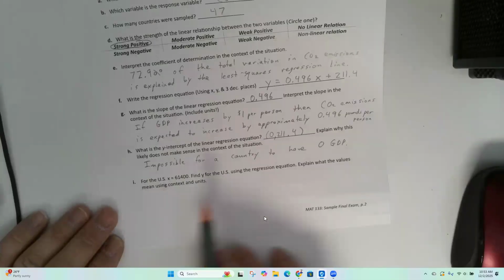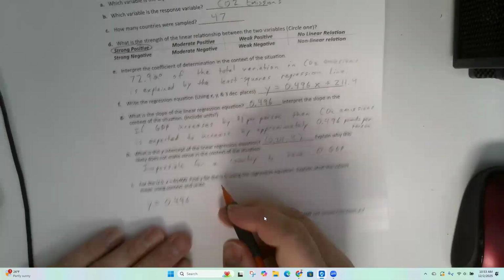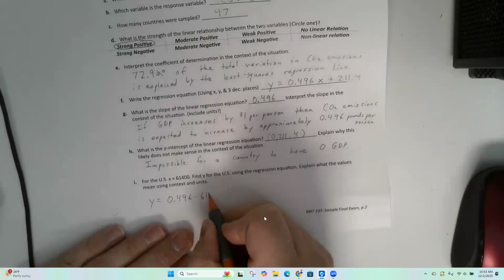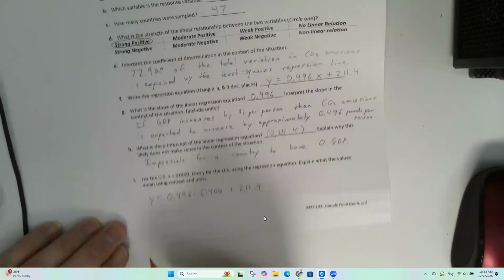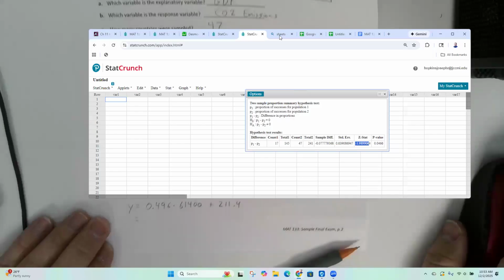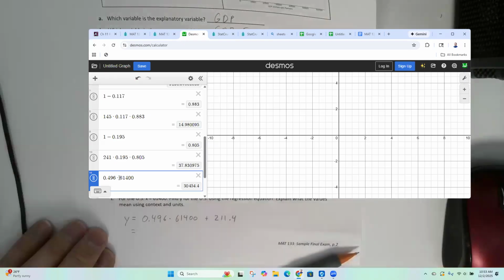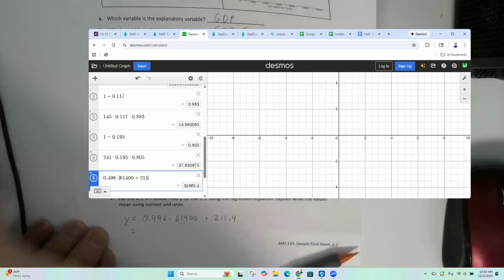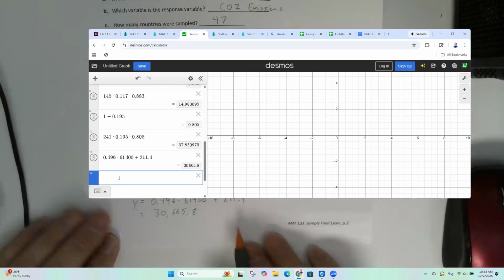Okay, find y. All right, y equals, we'll plug in our x, 61,400, times 0.496, plus 211.4, which gives 30,665.8. All right, what does all this mean?